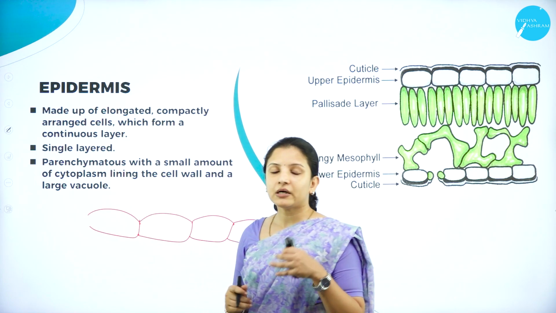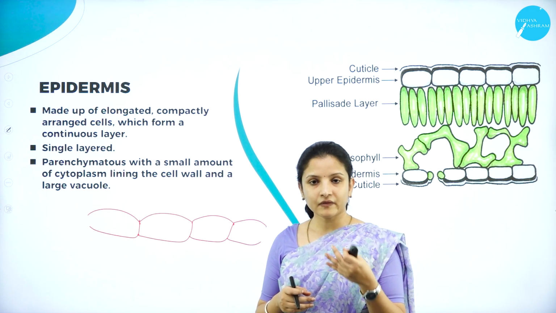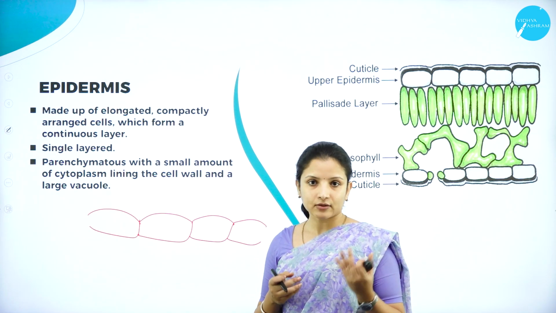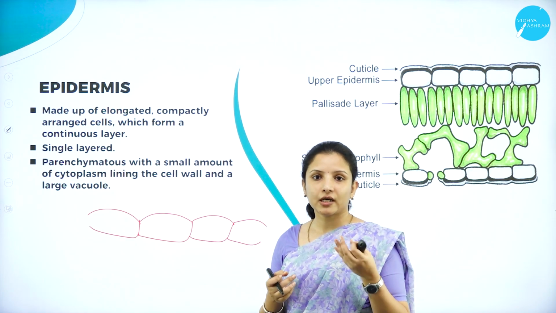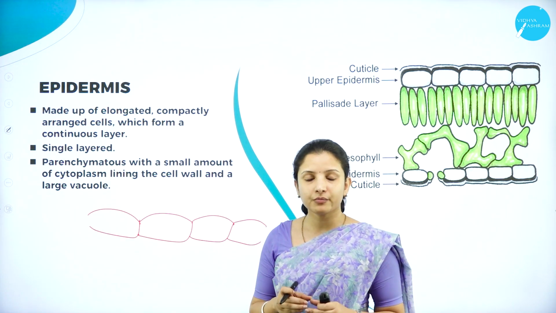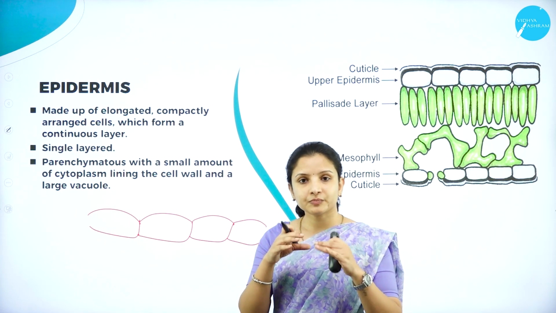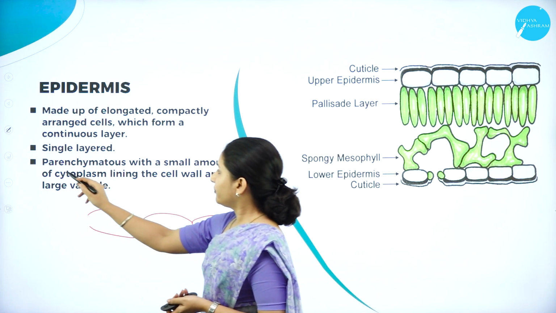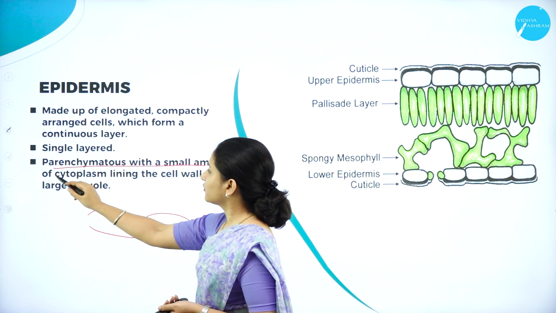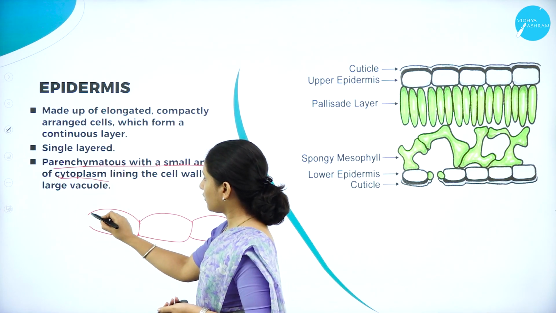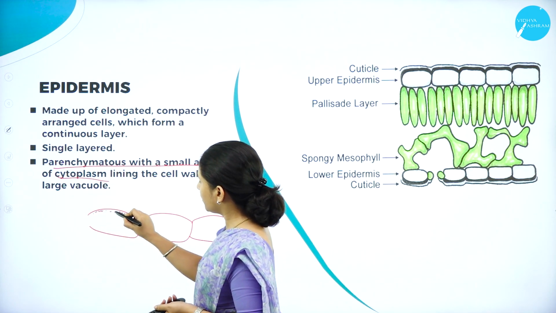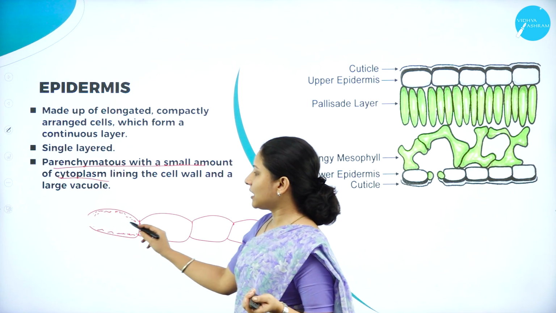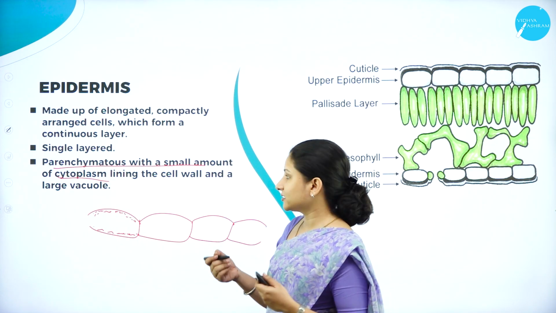Remember I told you the parenchyma cells can have either elongated parenchyma cells or polygonal shaped parenchyma cells, or they may be oval, circular, depends. So the epidermal cells are also made up of parenchyma cells, but those parenchyma cells are actually elongated. They are a bit longer. They are made up of parenchymatous cells with a small amount of cytoplasm lining the cell wall, and also they have a large cavity or a vacuole that is present.